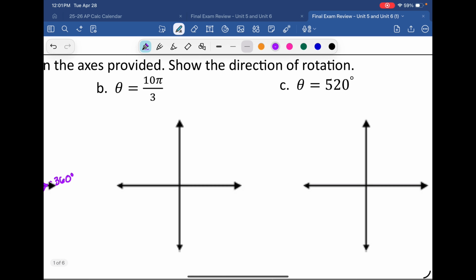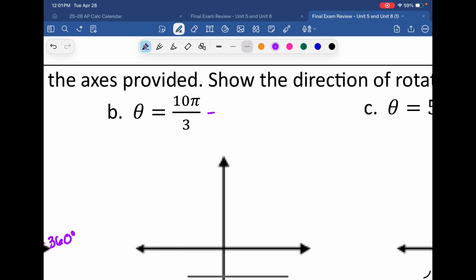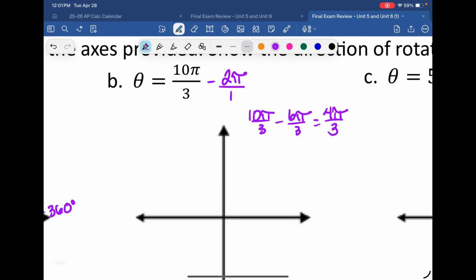In B, the angle is in radians. So 10 pi over 3. That's a pretty good sized angle, so I want to consider if it is even bigger than 2 pi. So I'm going to subtract 2 pi. We'll have to imagine that over 3 using common denominators. So this is really going to be 10 pi over 3 minus 6 pi over 3. So that is 4 pi over 3.